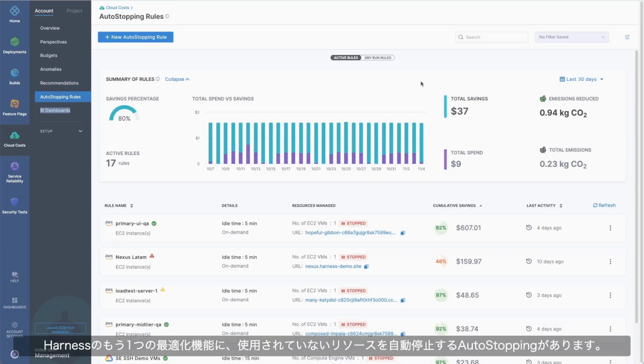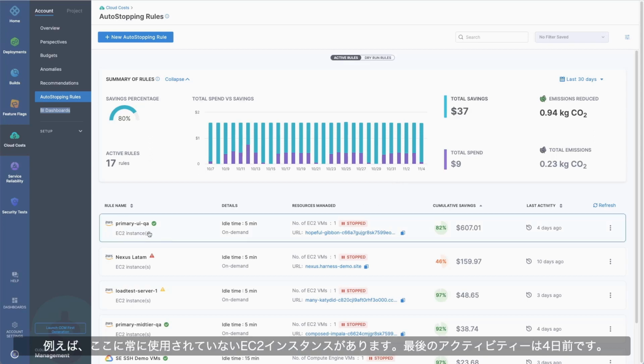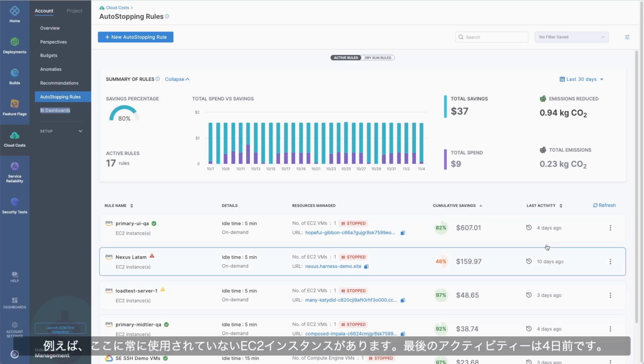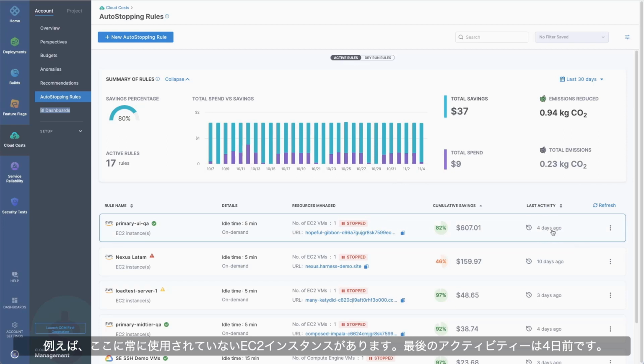Another optimization capability of Harness is auto-stopping. Auto-stopping is the concept of shutting down resources when they're not being used. For example, we've got an EC2 instance here that's not used all the time. In fact, it was not used at all over the weekend that just occurred. So the last activity was 4 days ago.